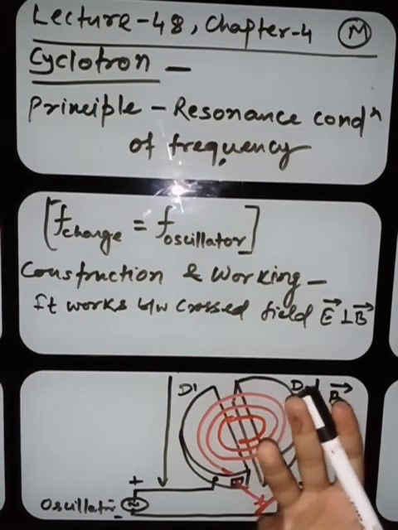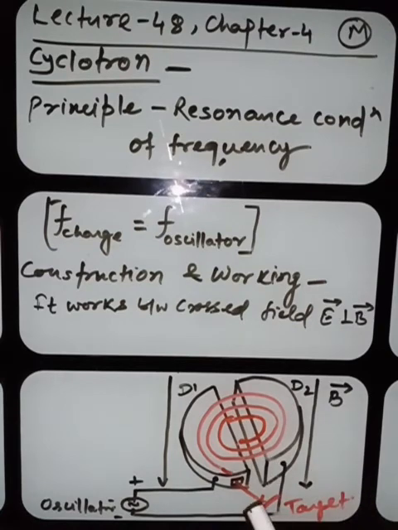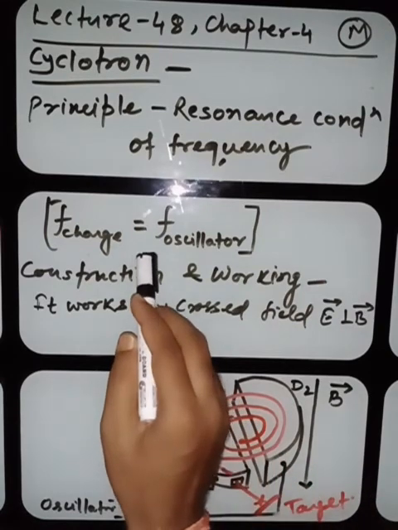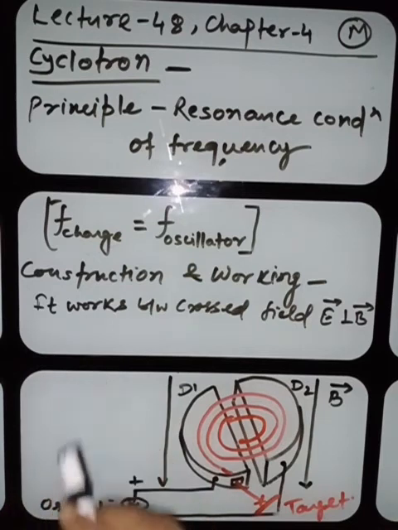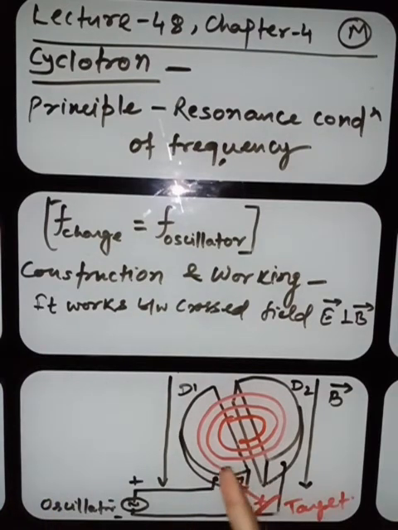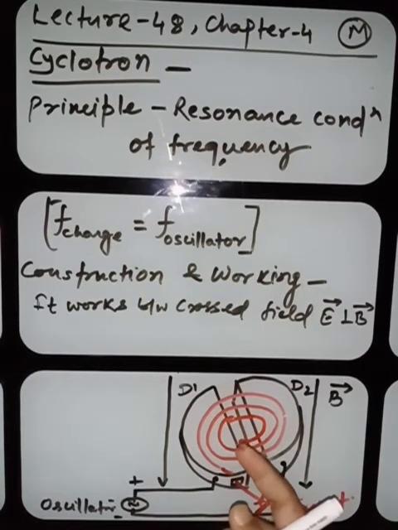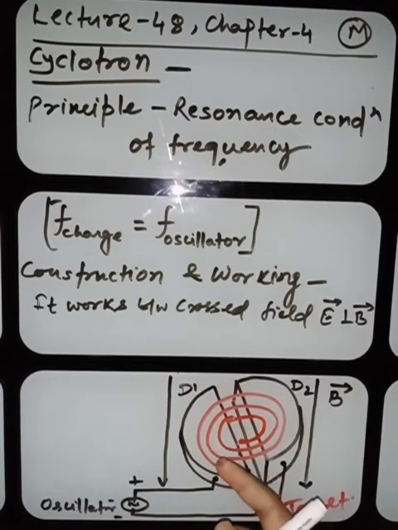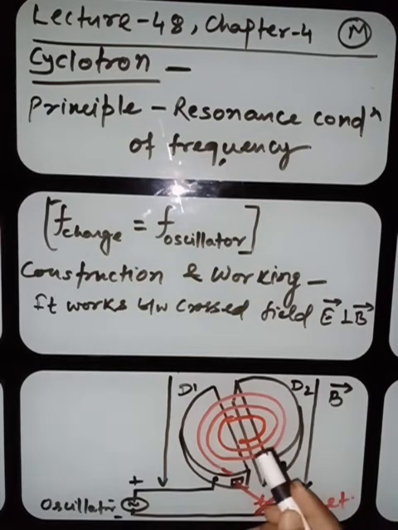So the kinetic energy will not increase. It means this principle should not fail. Alright, so this is the working of the cyclotron. Now we will try to understand how the kinetic energy increases.